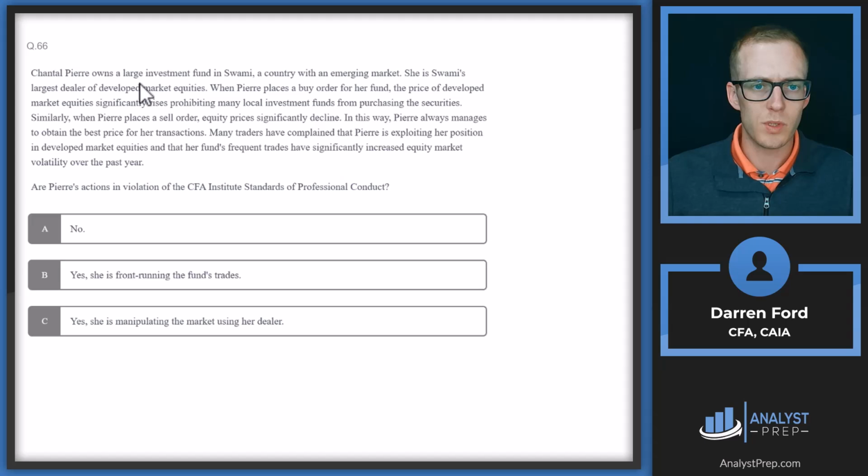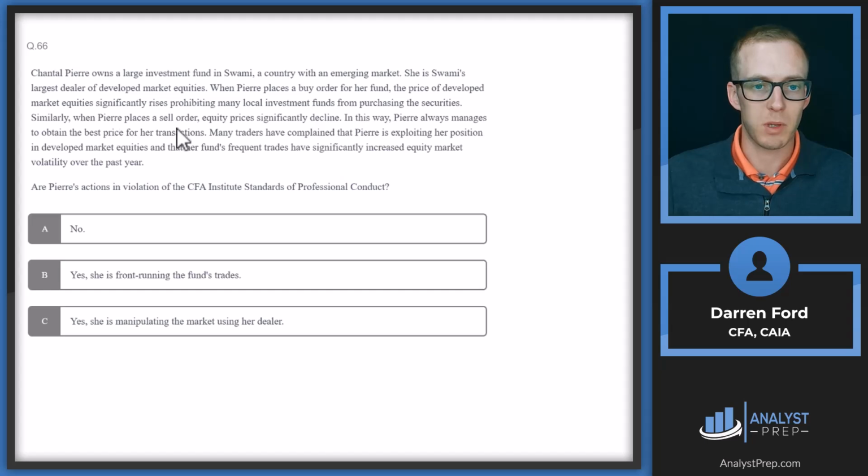Answer A. Chantal Pierre owns a large investment fund in Swami, a country with an emerging market. She is Swami's largest dealer of developed market equities. When Pierre places a buy order for her fund, the price of developed market equities significantly rises, prohibiting many local investment funds from purchasing the securities.